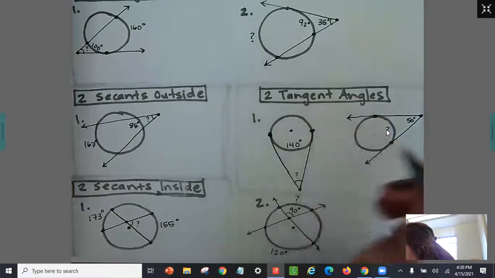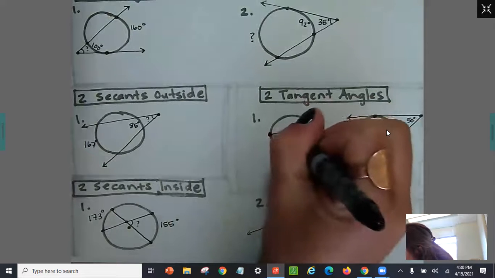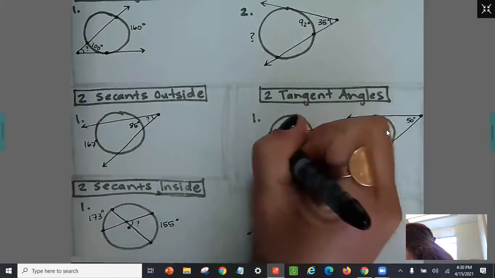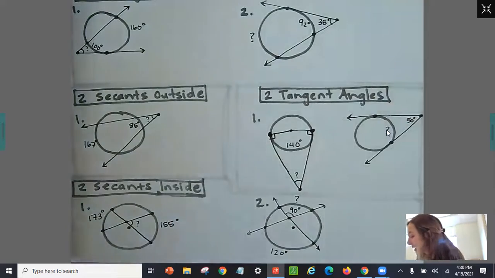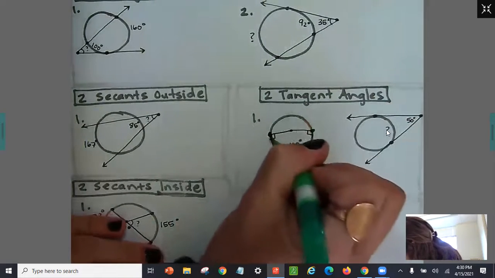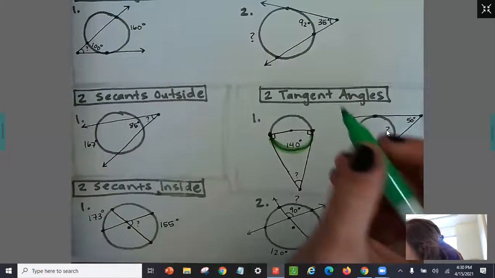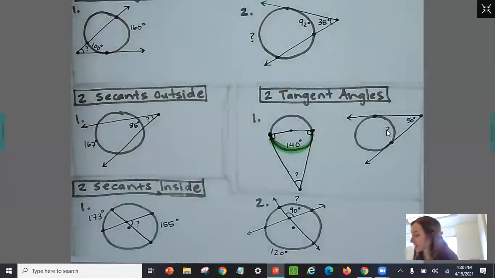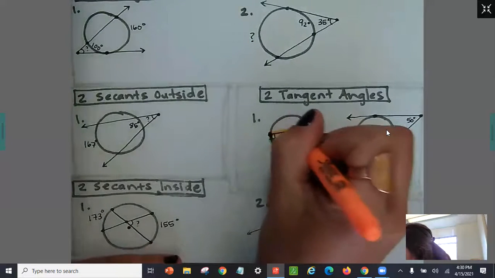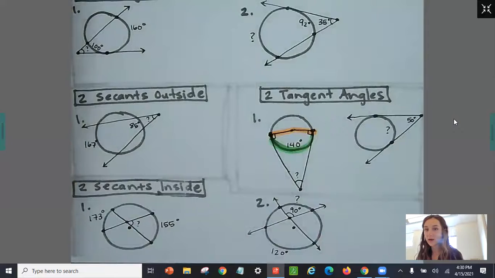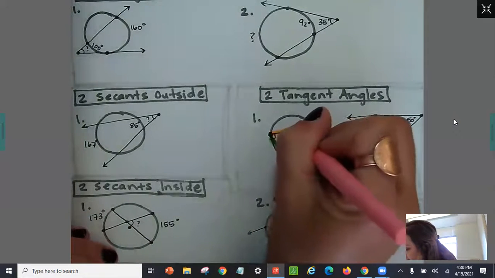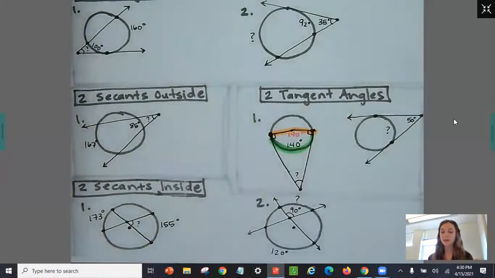And one thing that's special about tangents is that they actually make a 90-degree angle with the center. So here's two 90-degree angles here. And another thing that we can say is that this is the arc that is created by this angle. And since this is a central angle, the arc is actually going to be equal to the angle. So if that arc is 140 degrees, that means that this angle is 140 degrees.